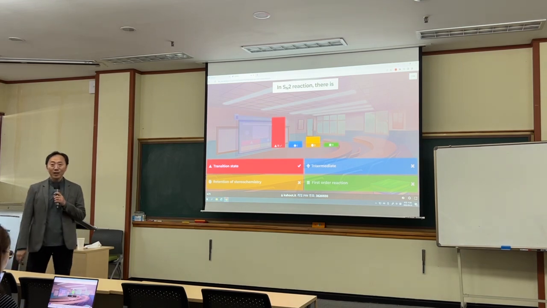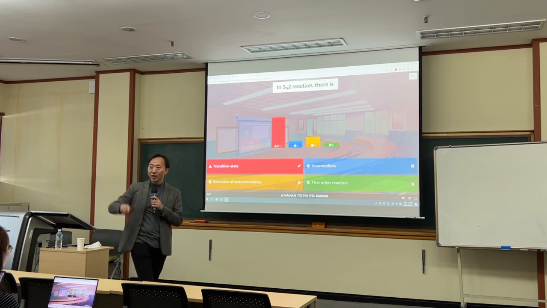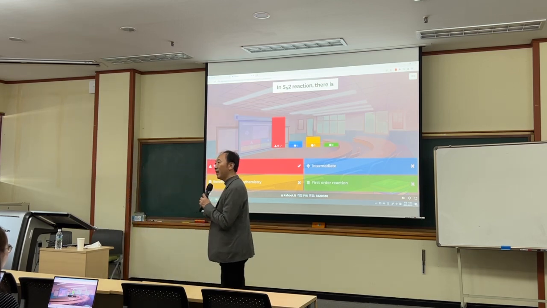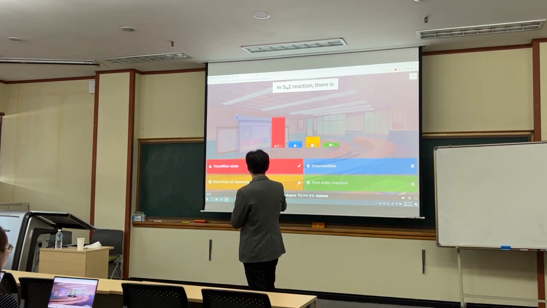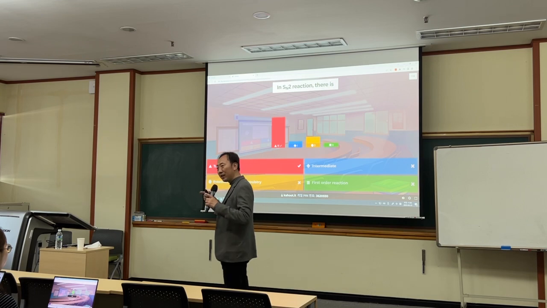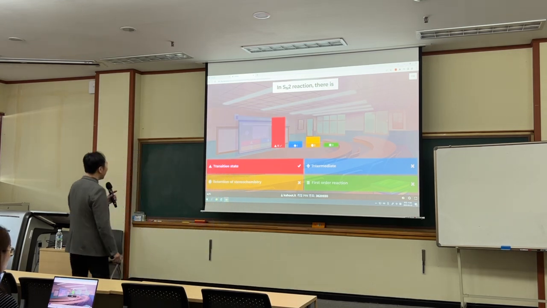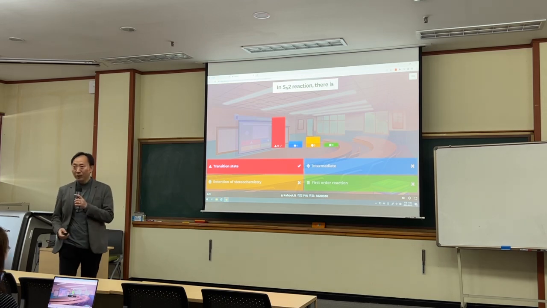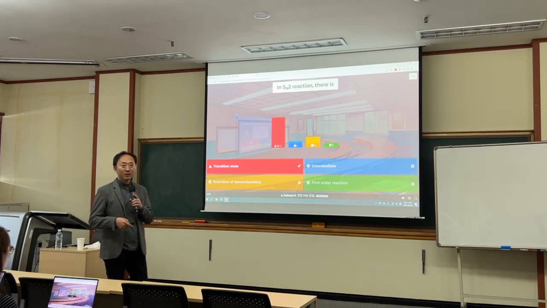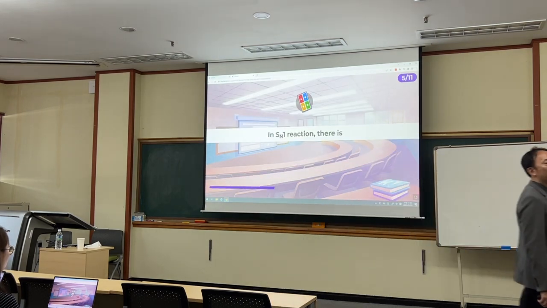Okay, good. SN2 reaction is a single step, there's a transition state, there's no intermediate, right? And SN2, 2 means bimolecular, so that's not a first order reaction, that's a second order reaction. Two reactants are involved in the reaction kinetics together. There is no retention, it should be inversion of the stereochemistry.